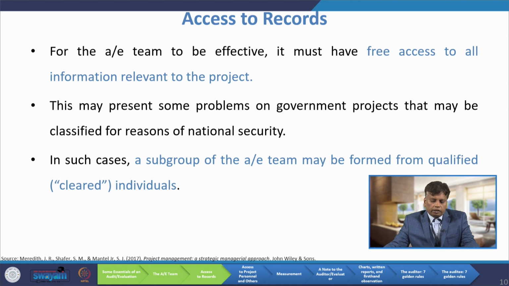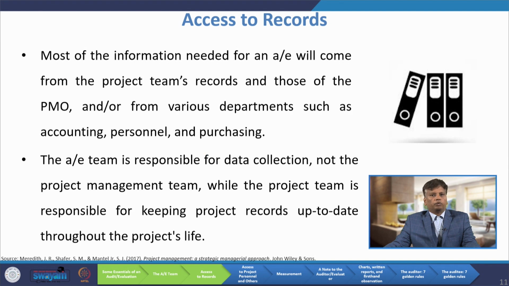The next one is access to records. For the audit team to be effective, it must have free access to all information relevant to the project. This may present some problems on government projects that may be classified for reasons of national security. In such cases, a subgroup of the audit team may be formed from qualified individuals. Most of the information needed for the audit team will come from the project team's records and those of the project management office and from various departments such as accounting, personnel and purchasing.